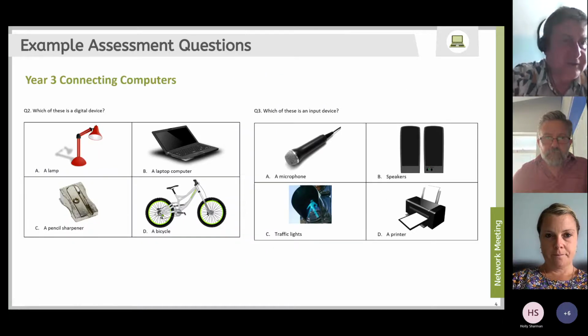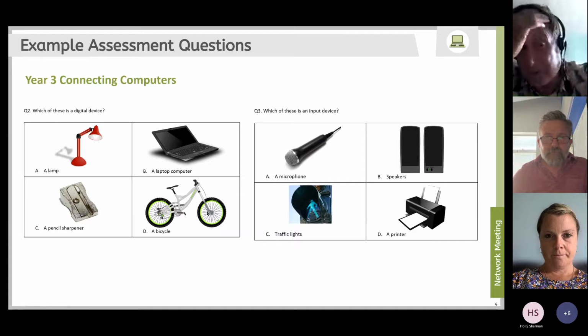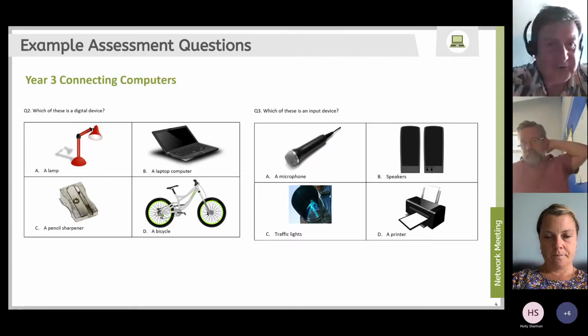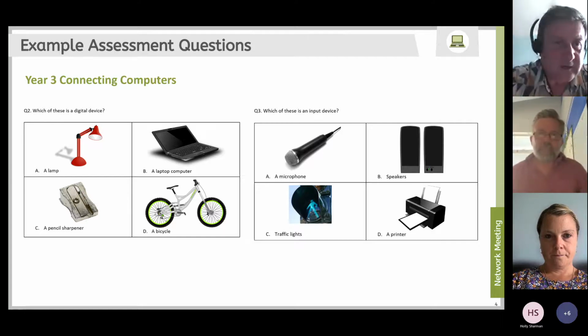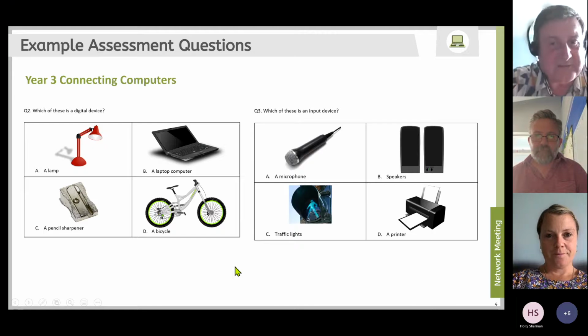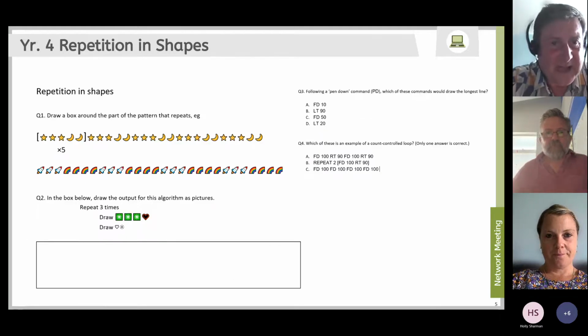So here in Year 3, for example, this is one of the units called Connecting Computers, more about the general networking of computers and how devices work. Just some simple little activities there about what is a digital device, what is an input. They do come with answers. I'm not suggesting you'd need the answers for these, but they do come with answers if you wanted to be a bit quicker, but it's quite fun working them out as well. So that's an example of a Year 3 activity.